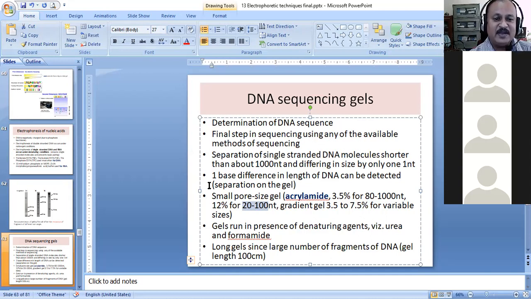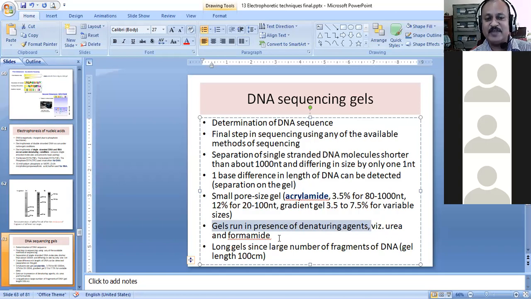Okay, and then these sequencing gels are generally run in the presence of denaturing agent like urea and formamide. Why we require denaturing agents? Did I tell you earlier? It is to convert the double-stranded DNA into single-stranded ones. Actually we don't have a double stranded DNA.